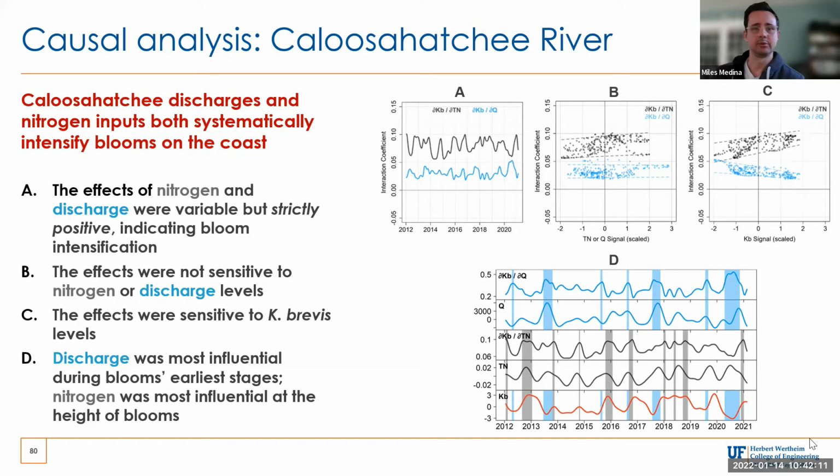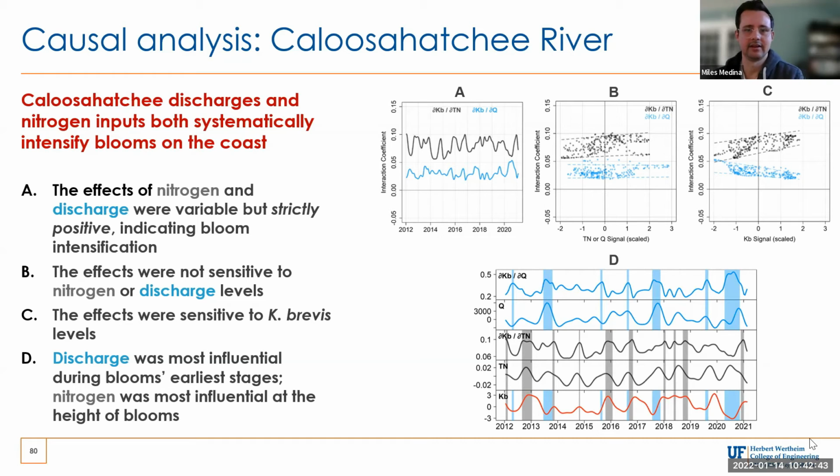Now going a bit deeper, the next thing we want to know is about the nature of the relationship between blooms on the one hand and Caloosahatchee River nitrogen and discharge on the other. The analysis indicated that discharges and nitrogen both systematically intensify coastal red tide blooms, as shown in panel A, where you can see both curves are strictly positive. The blue curve represents the influence of discharge on blooms over time, and the black curve represents the influence of nitrogen on blooms.